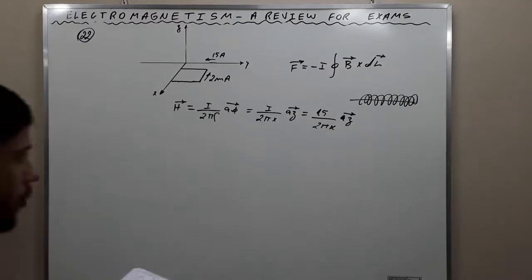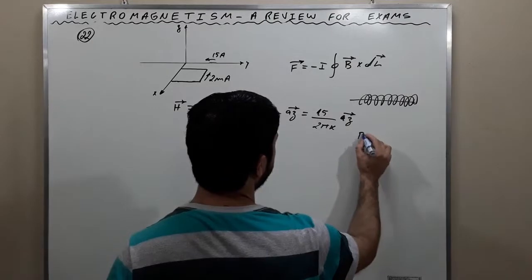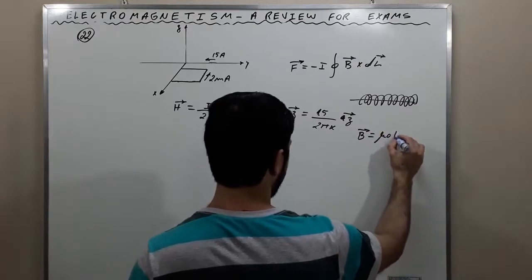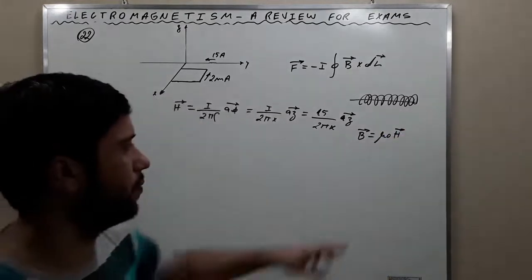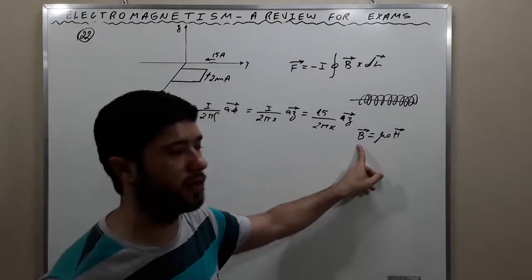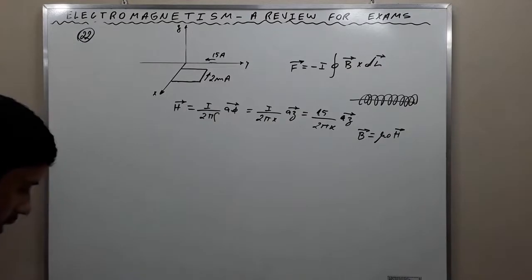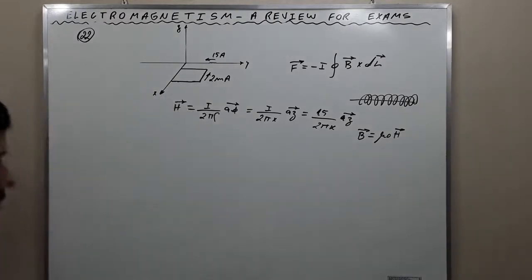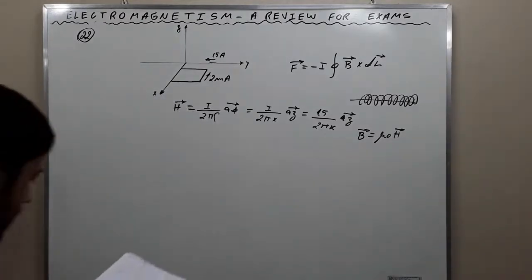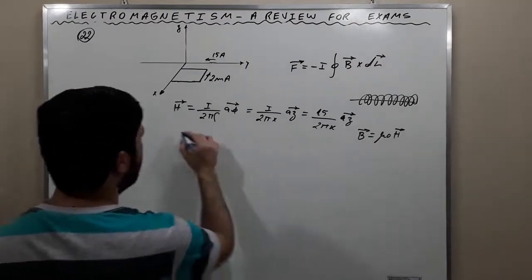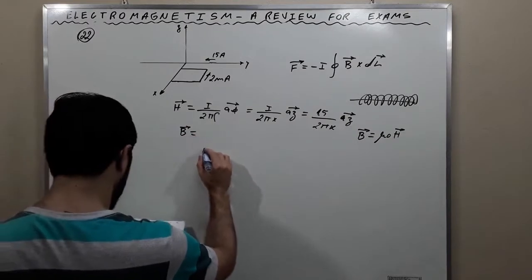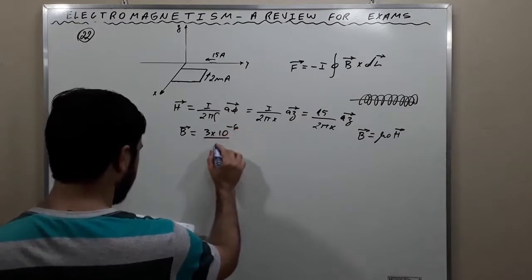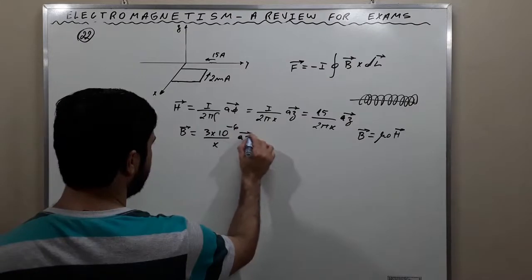And we know that B is equal to nu 0 H. This is the relationship between the magnetic field and the flux density. And this nu zero here is the magnetic permeability of free space. And using this and this, we know that B is equal to 3 times 10 to the negative 6 divided by x, az tesla.